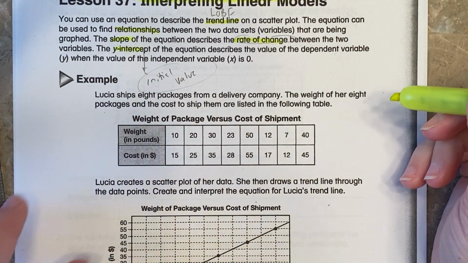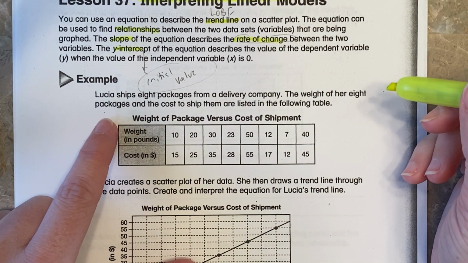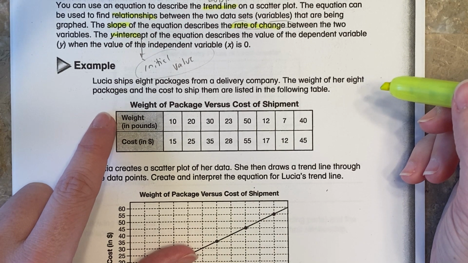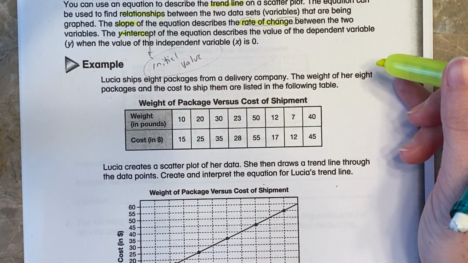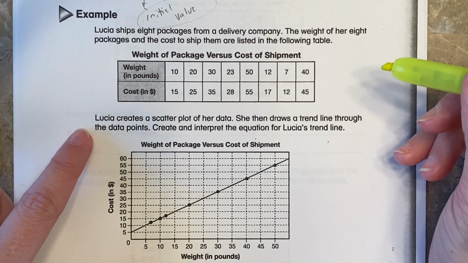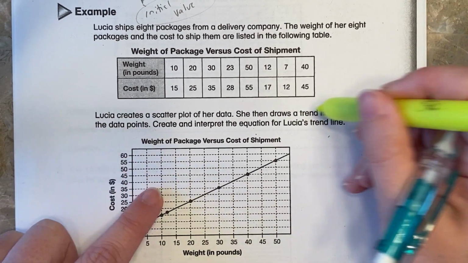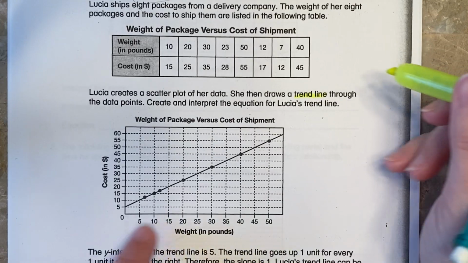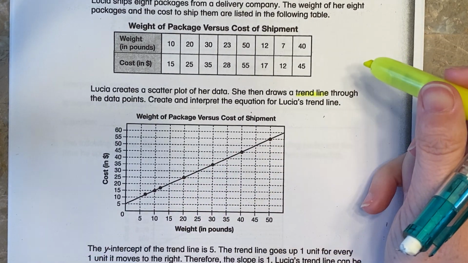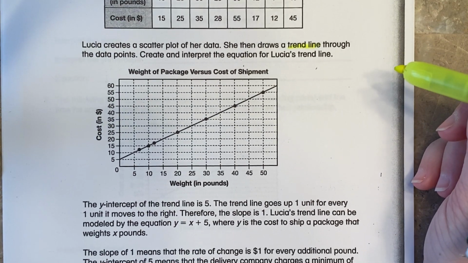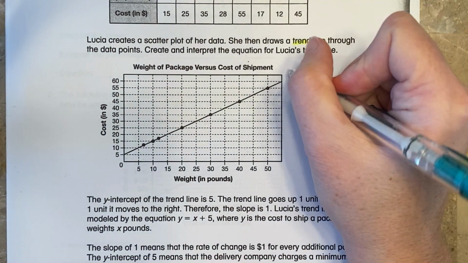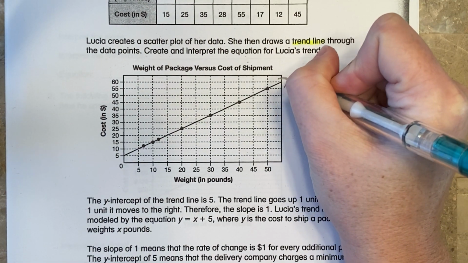All right, Lucia ships 8 packages from a delivery company. The weight of her 8 packages and the cost to ship them are listed in the following table. So you see all that here. Lucia creates a scatter plot of her data. She then draws a trend line. Again, remember, trend line means line of best fit through the data. So we see this data right here. Create and interpret the equation. Well, they kind of already give it for us, so we're just going to go through it. And definitely I would add an arrow here because you could keep going.